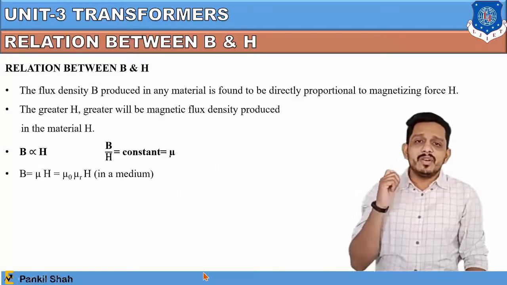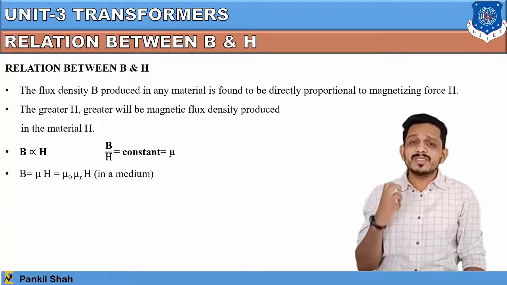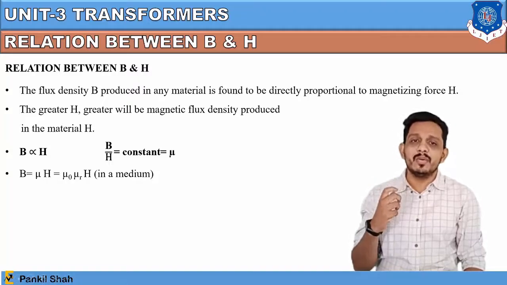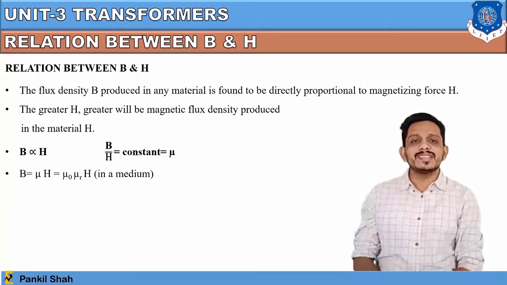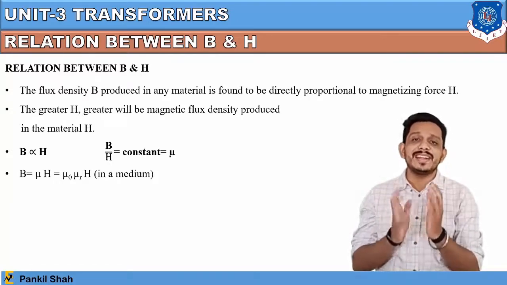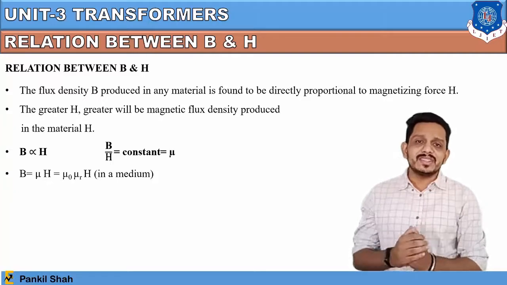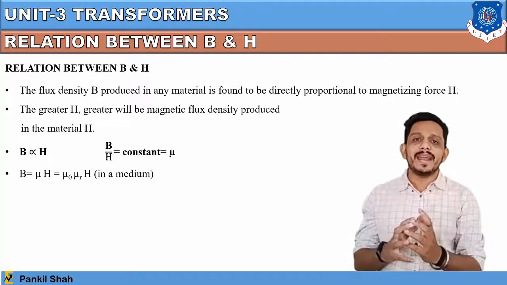Now our next concept is the BH curve, or the hysteresis law. But before starting with the hysteresis law, you need to understand what B is and what H is. B is nothing but the magnetic flux density, and H is nothing but the magnetic field intensity, or you can say the magnetic force.